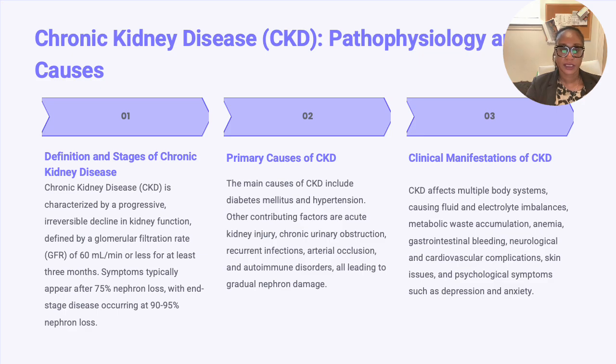So chronic kidney disease affects all major body systems and may require dialysis or kidney transplantation to maintain the person's life. Some primary causes may follow acute kidney injuries, diabetes mellitus and other metabolic disorders, hypertension, and chronic urinary obstruction. Recurrent infection can also be a contributing factor, and then arterial occlusion or autoimmune disorders.